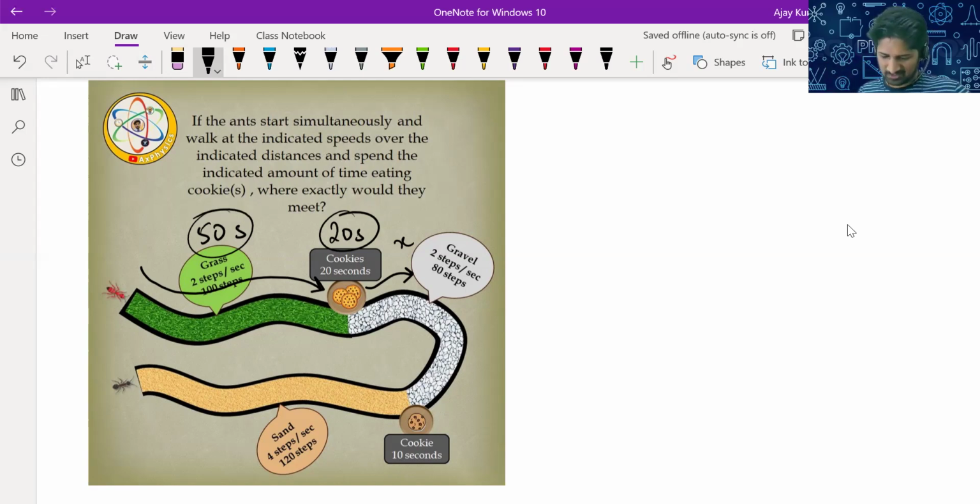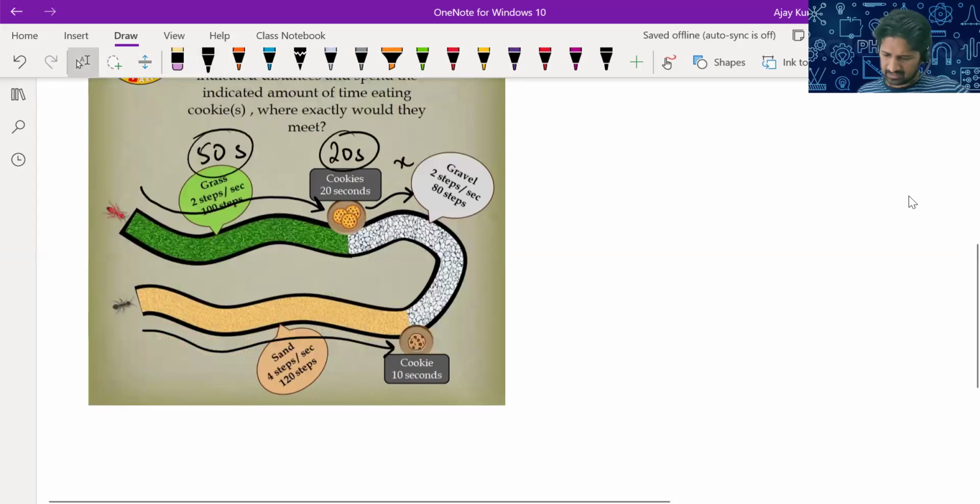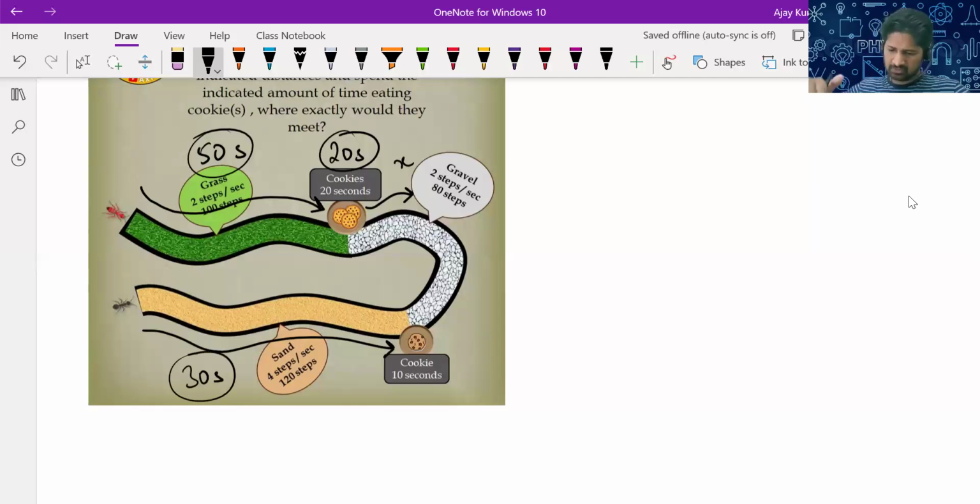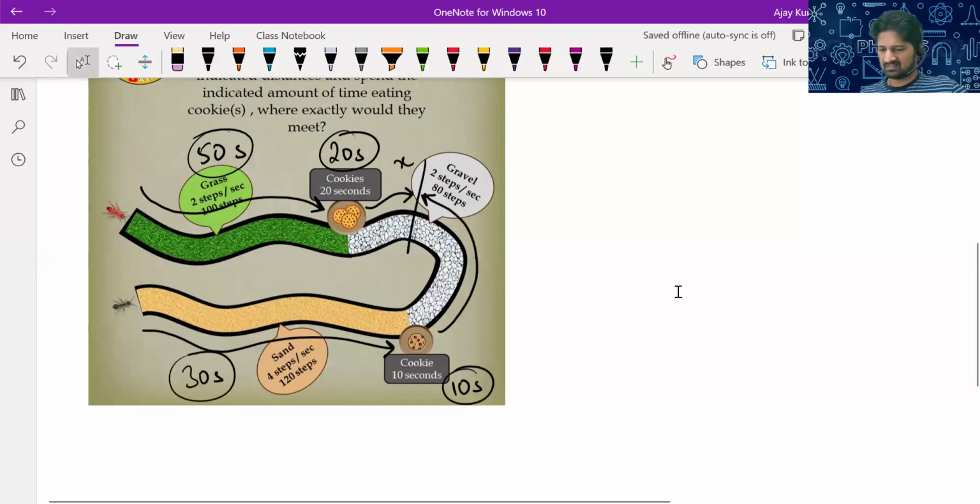Okay, wait, I'll come to that. So you are saying through sand, assume the black one completes moving through sand. Sand extends up to 120 steps and 4 steps per second. This takes 30 seconds. Then you assumed it steps into gravel, and eating of these cookies also you assumed, for which there's no guarantee. And then you assumed it moves through gravel, and by the time they meet, it travels for 40 minus X seconds. Why?